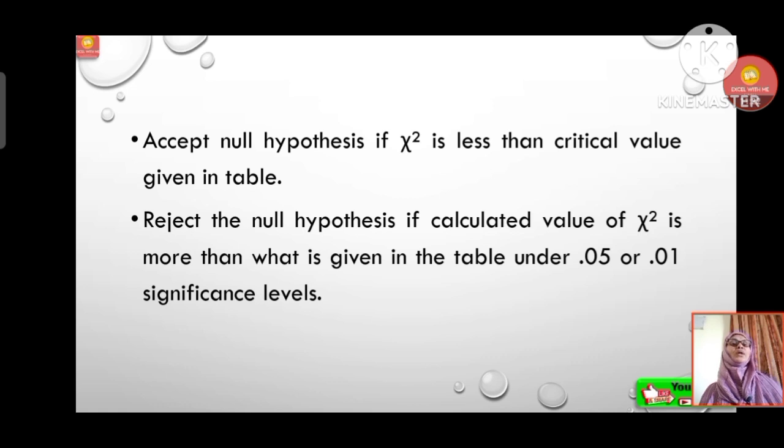Now accept the null hypothesis if chi-square is less than the critical value given in the table. Then reject the null hypothesis if the calculated value of chi-square is more than what is given in the table under 0.05 or 0.01 significance levels.